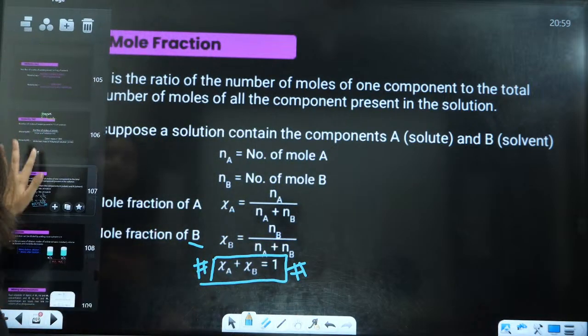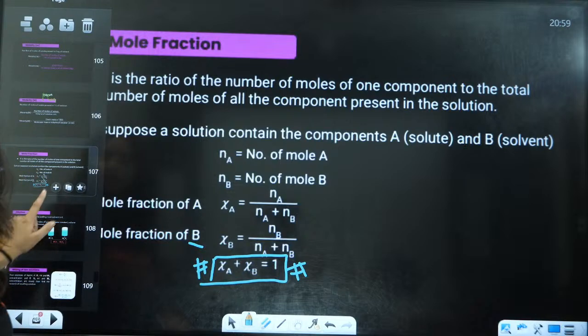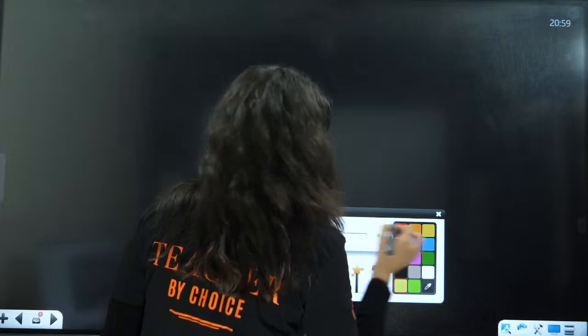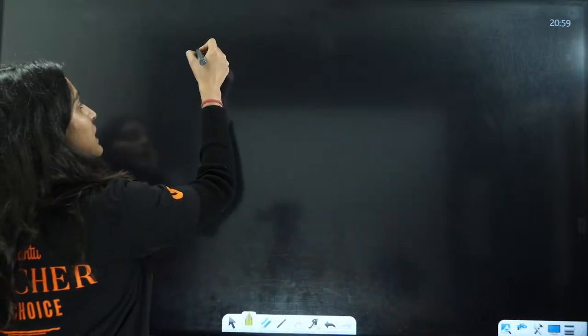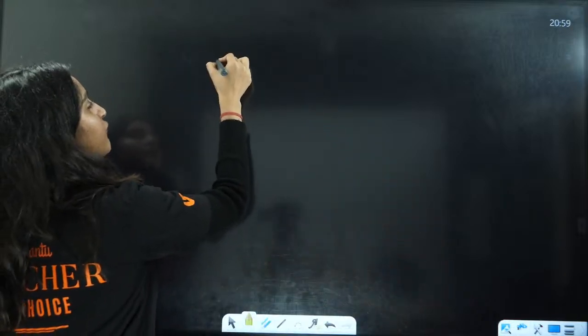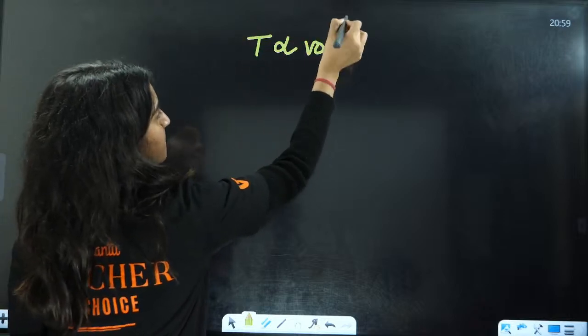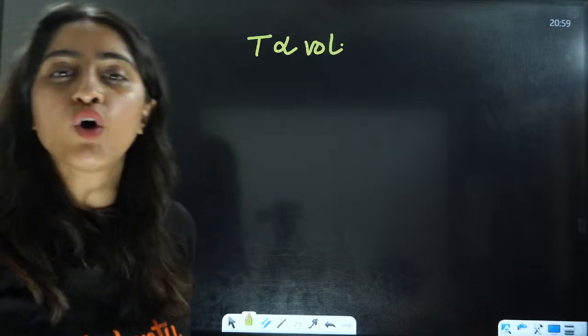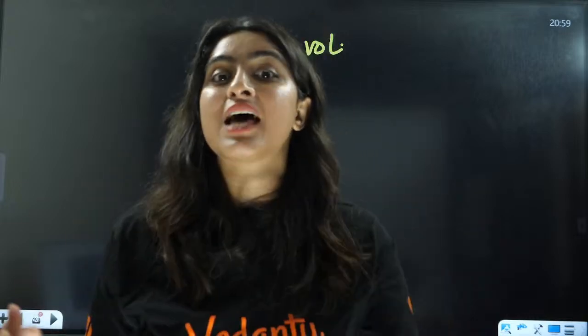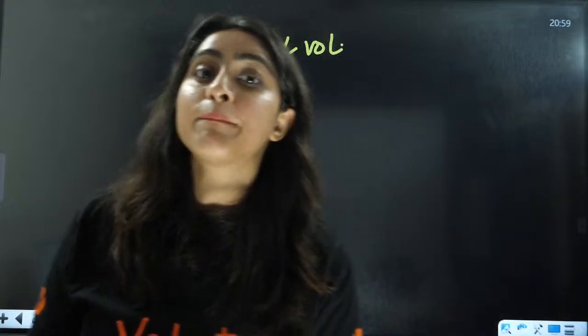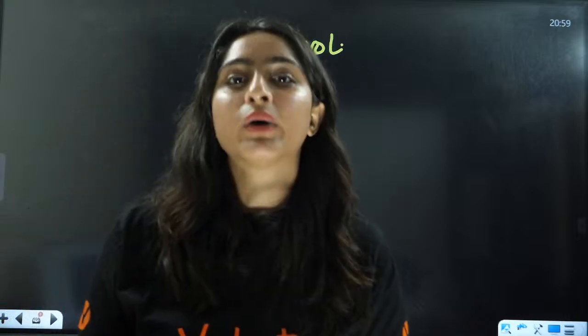Next is the dependency here. Now, what is temperature dependence? Always remember one thing: temperature is dependent on volume, right? All the formulas of concentration which have volume, for example molarity, have volume, right?